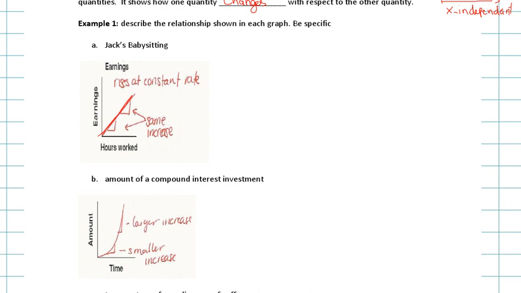Now if you look here, his earnings depend on what? The hours worked. So the hours worked is independent. Technically, there's no limit to how many hours he can work, but his earnings always depend on how many hours he works. And we see a constant rate and it's increasing. So the more hours he works, the more money he's going to make.